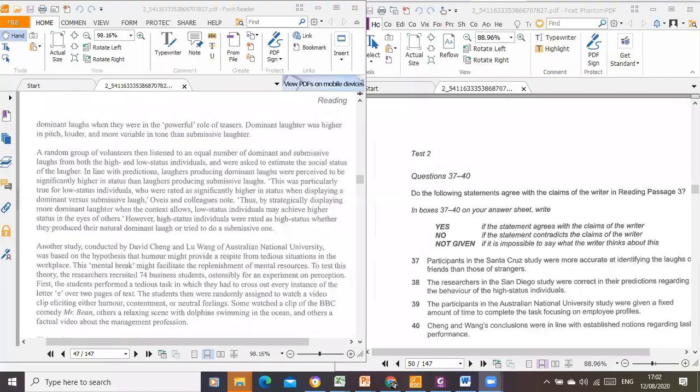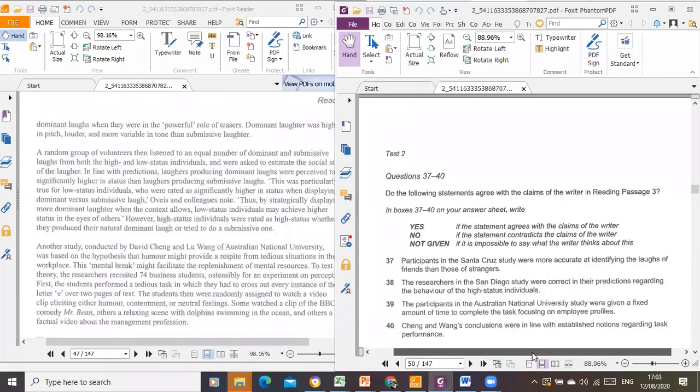So let's move on to the true, false, not given aspect of the question. We are still considering that passage talking about laughter. I understand that a lot of people have issues with yes, no, not given and true, false, not given. But it's one of the question types where you can get everything right. Honestly, it's also very easy if you understand the principle.